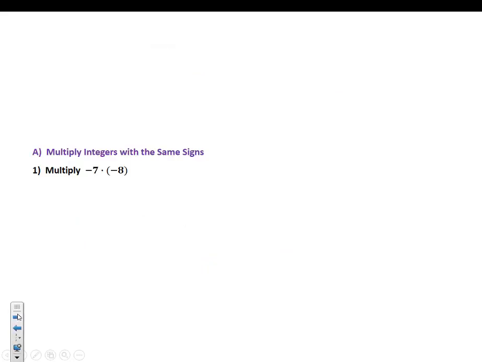So, ladies and gentlemen, multiplying integers with the same sign. I'm going to multiply a negative 7 times a negative 8. I see we're multiplying. I see that the signs are the same, negative and negative. I know the resulting answer will be positive. And 7 times 8, showing my work, is 56, and it's positive. Remember, if it's positive, you do not need to put a plus sign in front of it. Any number without a negative sign in it is positive.